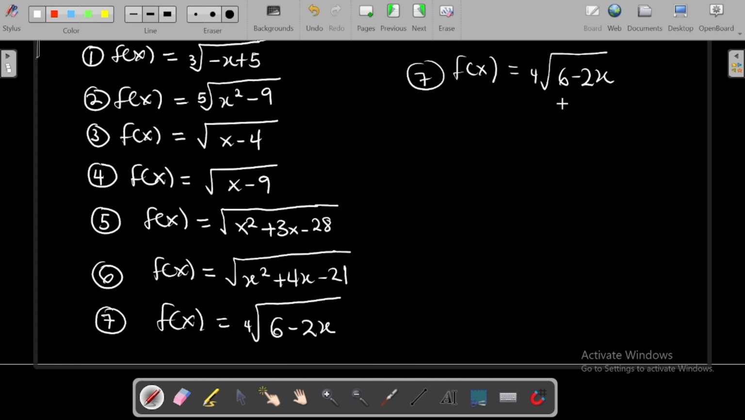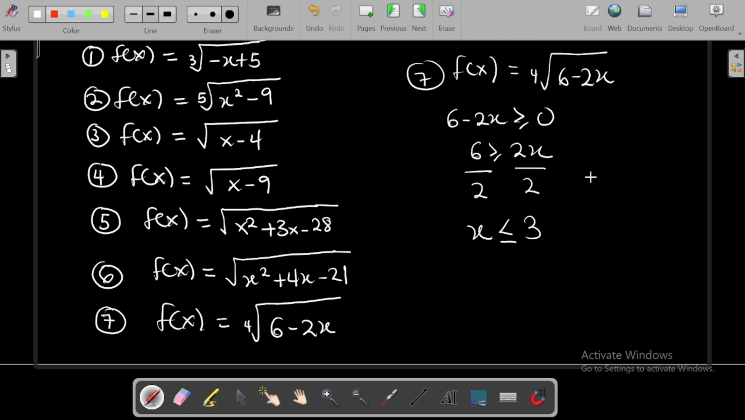This type of function is a radical function. Then after identifying the type of function it is, identify the index of the radical function. The index of the radical function is 4. 4 is an even index. Since we have an even index, what do we do to find the domain? We equate what is under the root greater than or equal to 0. Very simple. So from here we can see that 6 will be greater than or equal to 2x. And then from here, divide both sides by 2, you get x to be less than or equal to what? 3. I believe this is a simple math that everyone can do.